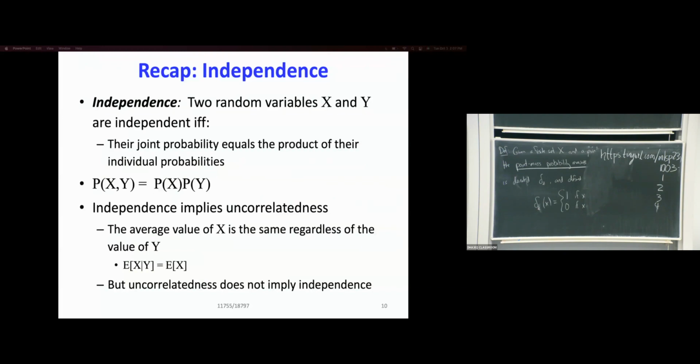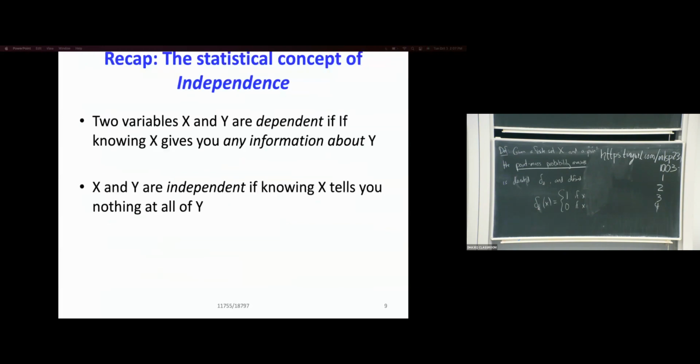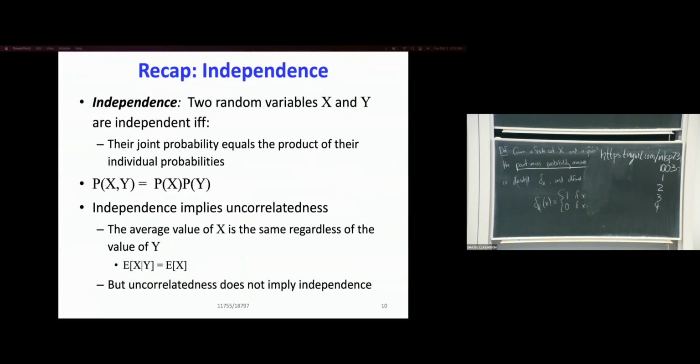Now let's talk about independence. Remember that independence is not the same as uncorrelated. Do you remember the difference between uncorrelated and independence? There's one stricter condition in independence: the joint probability is the same as multiplying the two of them, P of X times P of Y. There's a popular problem called the cocktail party problem.